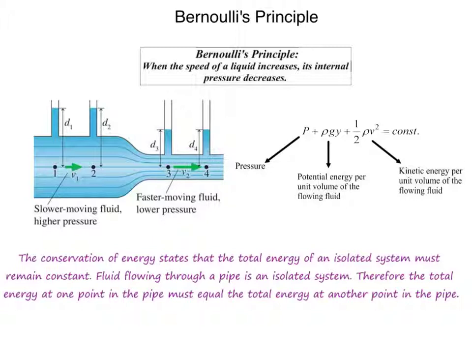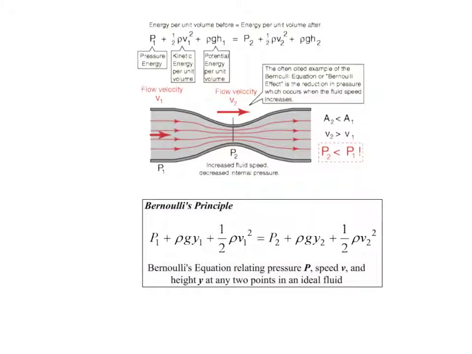Now, in this equation, P here, that's the pressure in the fluid, the internal pressure. Rho is the fluid density. Y is the height of the fluid. And this V is the fluid velocity. So let's take a look at two locations in a pipe system. Bernoulli's equation tells us that the sum of the pressure, the kinetic energy, and potential energy have to be constant. That is, they have to equal the same thing.